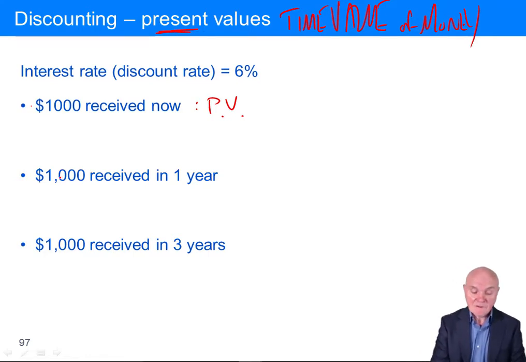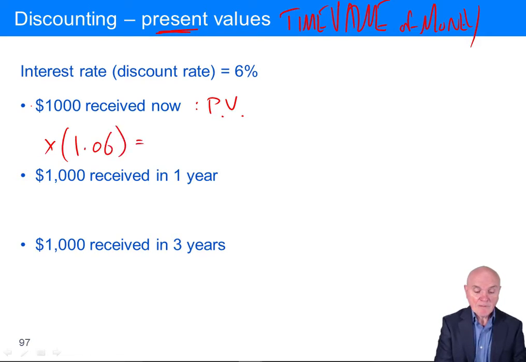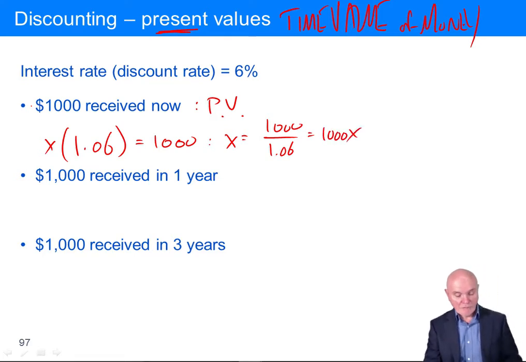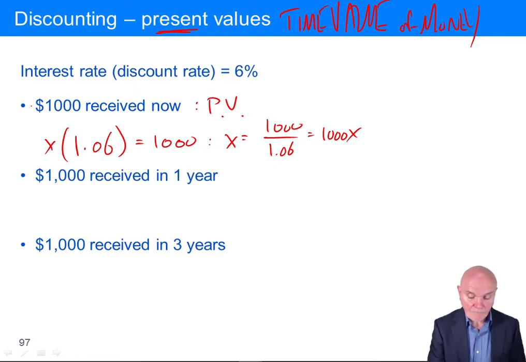But for this 1,000 received in a year's time, we're saying how much would we need to receive today, so we could put it aside at 6% so that it would become 1,000 in a year. So if we receive X now, we can put that on deposit at 6% for 1 year, and that is to become 1,000. In other words, it mimics, or is exactly the same worth as, receiving 1,000 in 1 year. So the X here is equal to 1,000 over 1.06, or 1,000 times 1 divided by 1.06. It's 943.